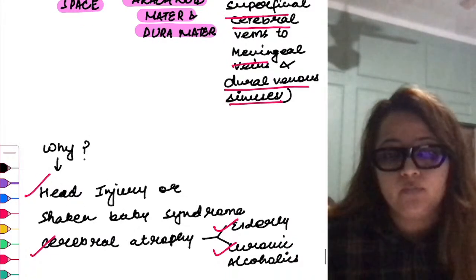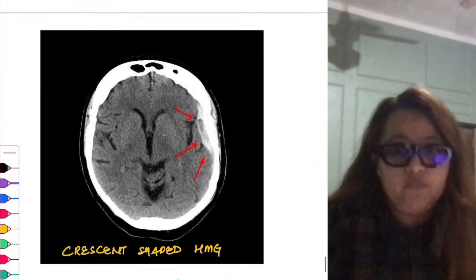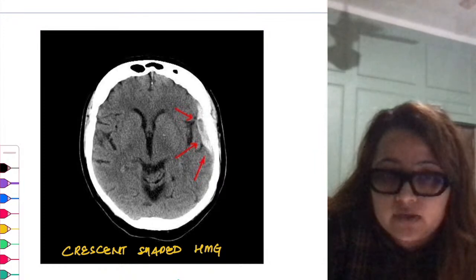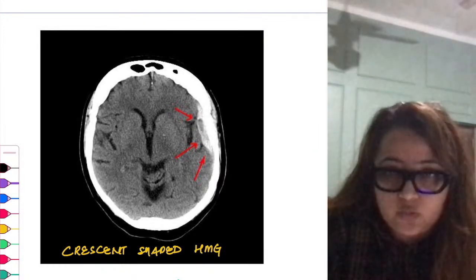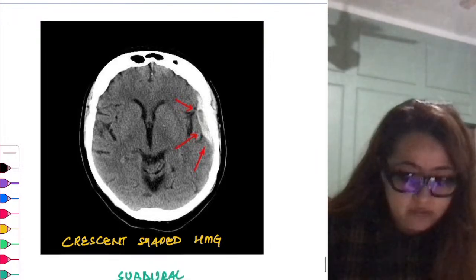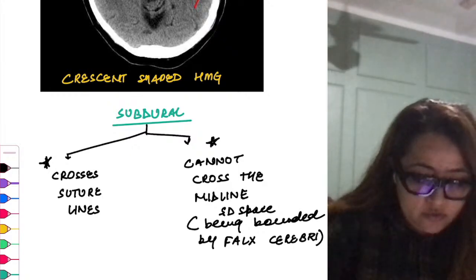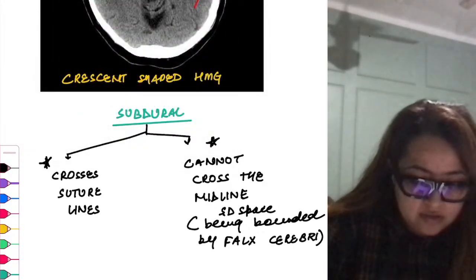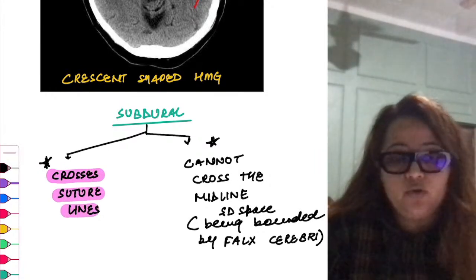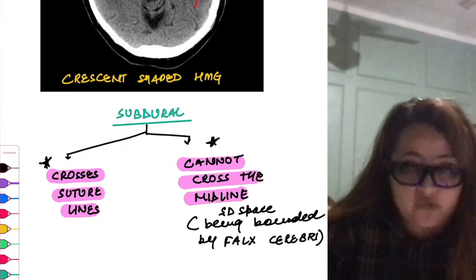Now, coming on to the picture here. What you can see from this picture is the shape; this is a crescent shaped hemorrhage. So remember, if the question mentions crescent shaped hemorrhage, think subdural hematoma. Talking about the next high yield point, can it cross suture lines? Your answer is yes, it can cross the suture lines. But can subdural hematoma cross the midline? Your answer is no. It cannot cross the midline.